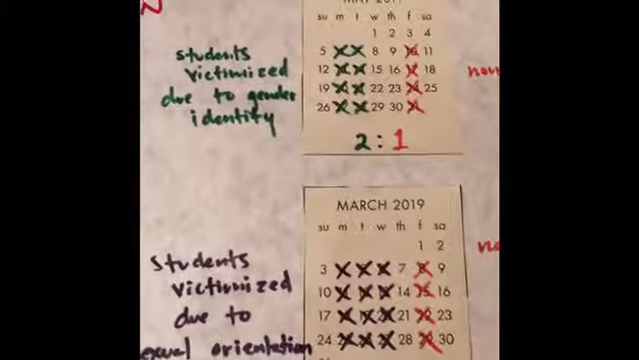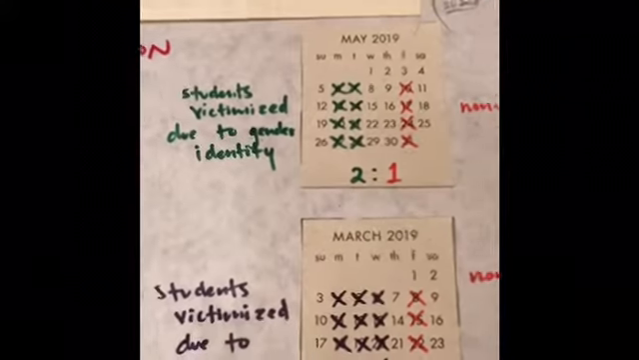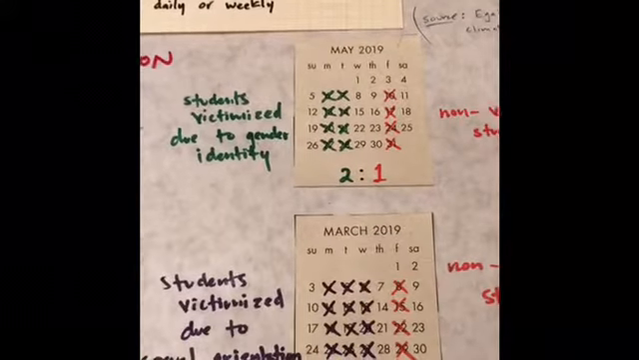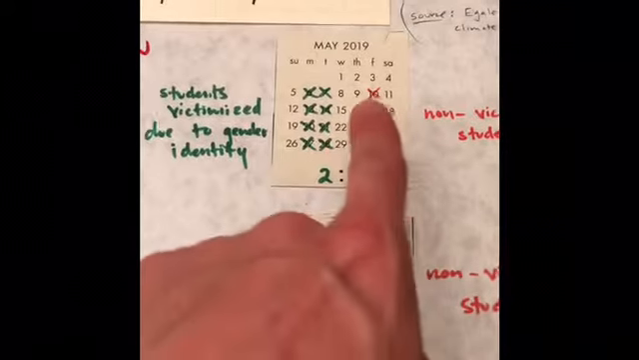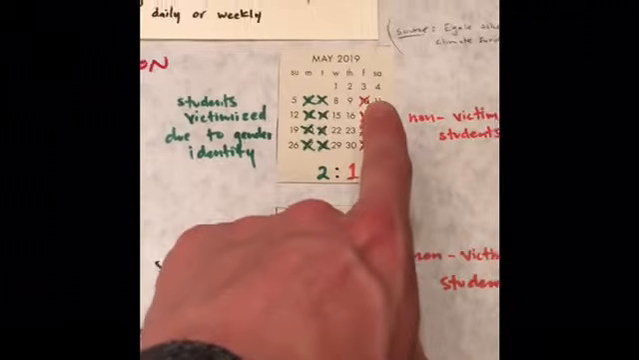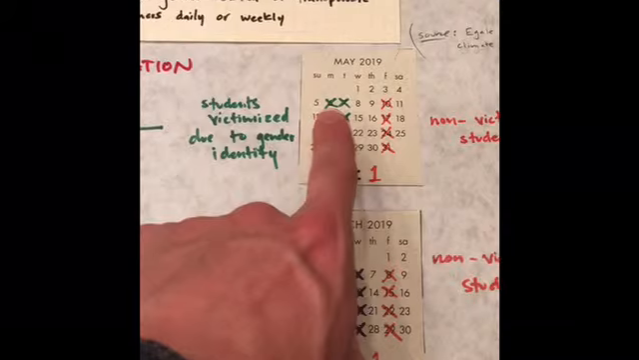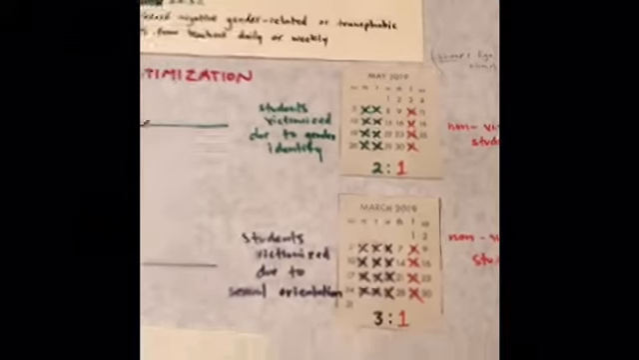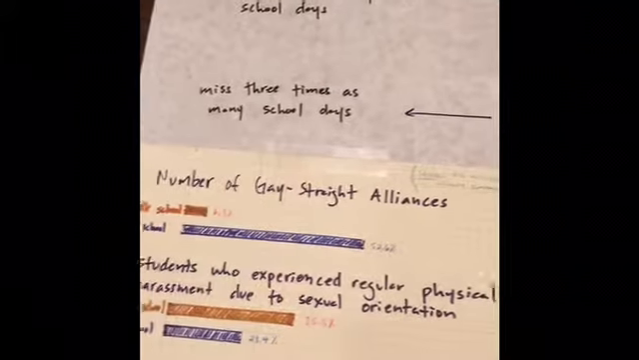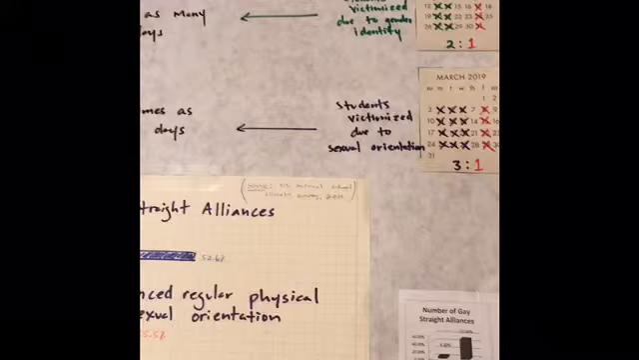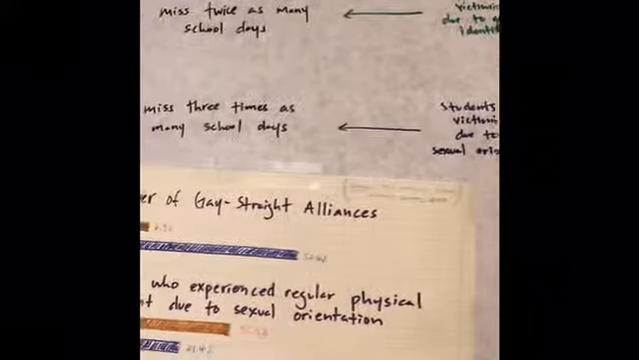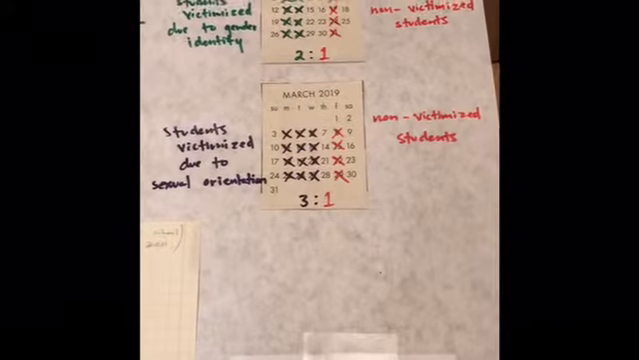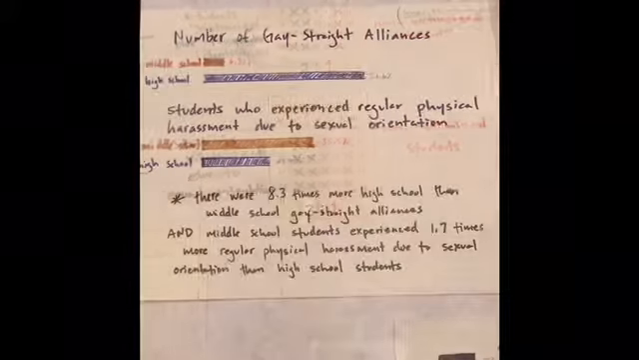And I tried to show that with this ratio here, and I tried to make a little sort of graphic to show that for every one school day missed for a non-victimized student, 2 school days were missed by victimized students due to their gender identity, with this little calendar piece. And then similarly, students victimized due to sexual orientation missed 3 times as many school days as non-victimized students. So that's how I broke that down.